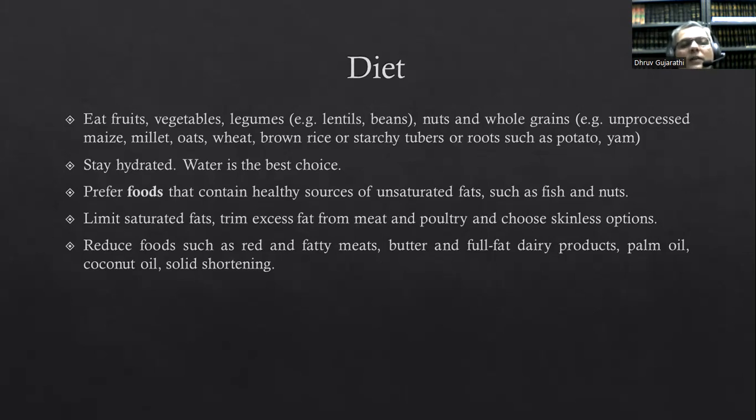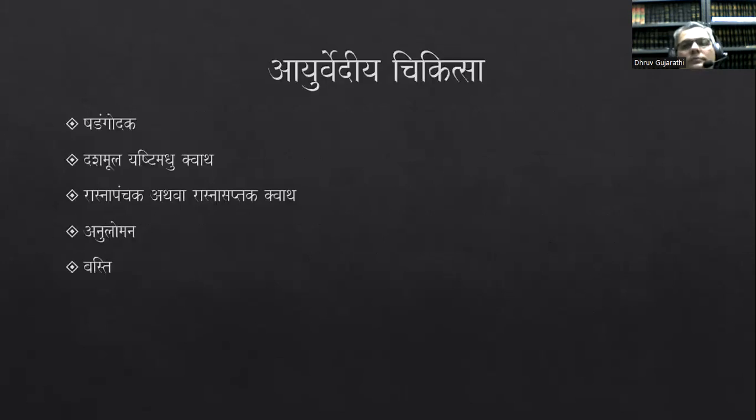Prefer foods that contain healthy sources of unsaturated fats, such as fish and nuts. Limit saturated fats. Trim excess fat from meat and poultry. And if you are going to eat meat, choose the skinless option. Reduce foods such as red and fatty meats, butter, full fat dairy products, palm oil, coconut oil, or solid shortenings.